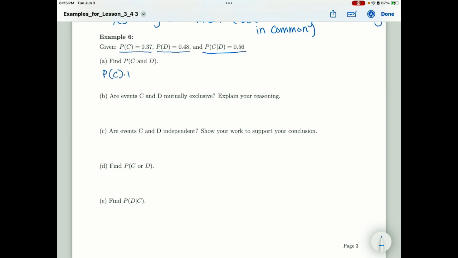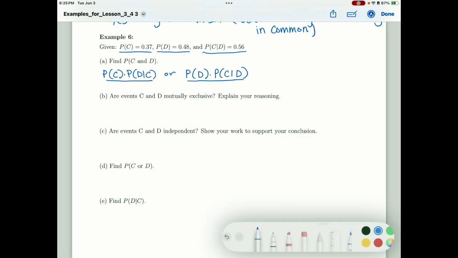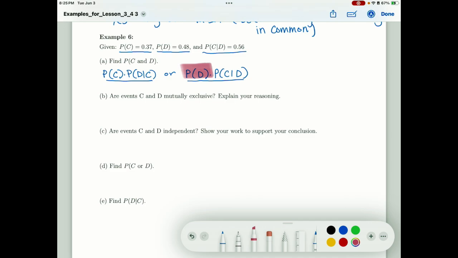We have two options for that. We could do the probability of C times the probability of D given C, or we could use the probability of D times the probability of C given D. We can switch the letters around, and we just make sure that we use the one that we have the information for. Since we're given the probability of C given D, let's use this one here.